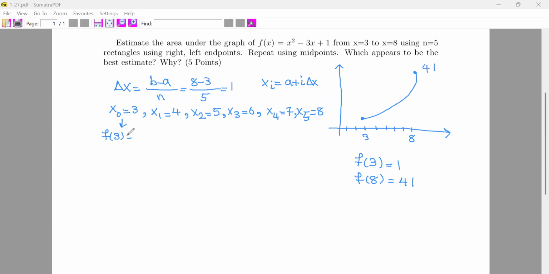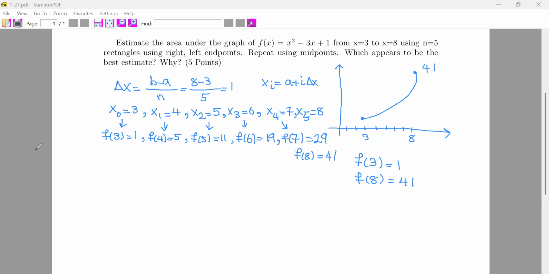For the first part, it is a good idea if we find f of these points here. So f of 3, if you plug into the original function, you get 1. F of 4, you get 5. F of 5, you get 11. F of 6, you get 19. F of 7, you get 29. And f of 8 will be 41.